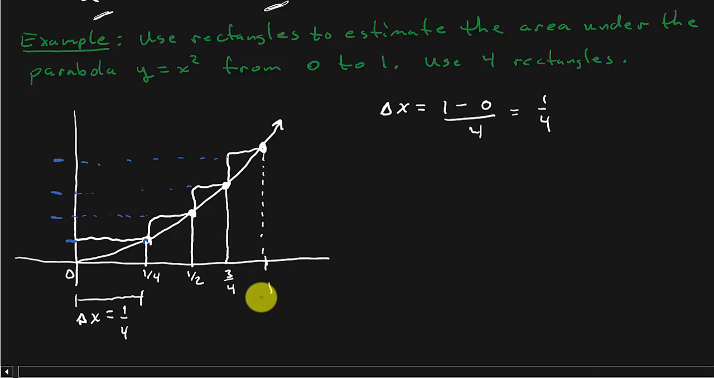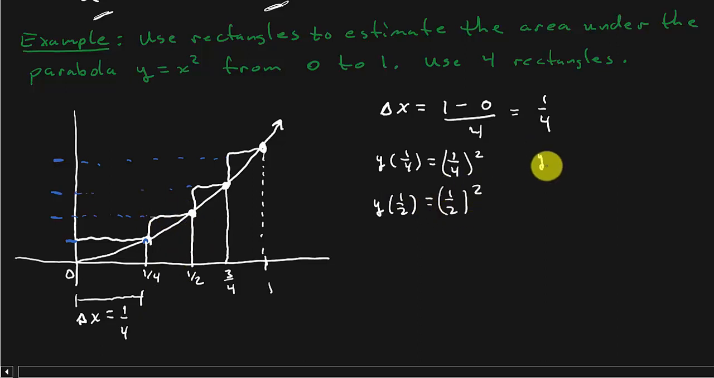So the height of the first rectangle would be y of 1/4, which is 1/4 squared, which I'm not going to write out just yet. And then we have y of 1/2. This is the height of the second rectangle. You see that? So that'd be 1/2 squared.